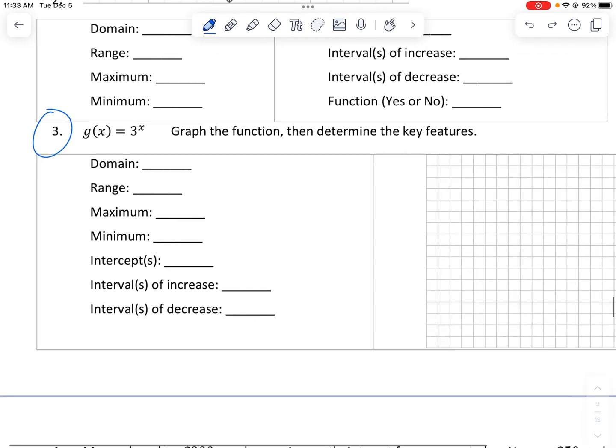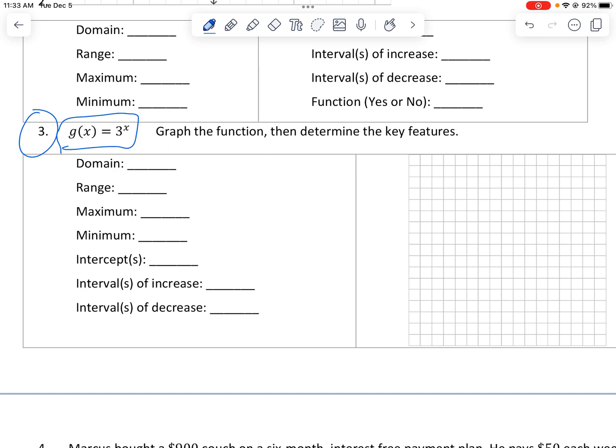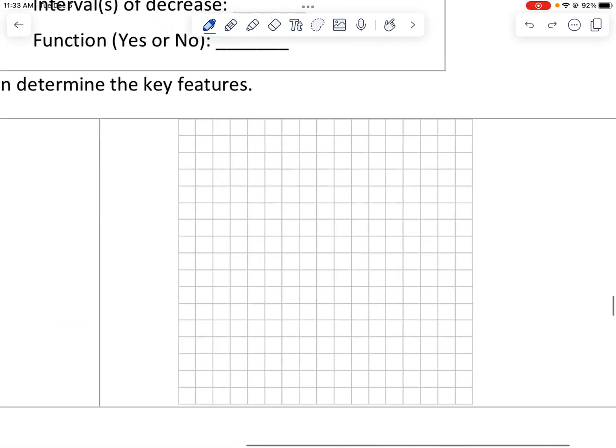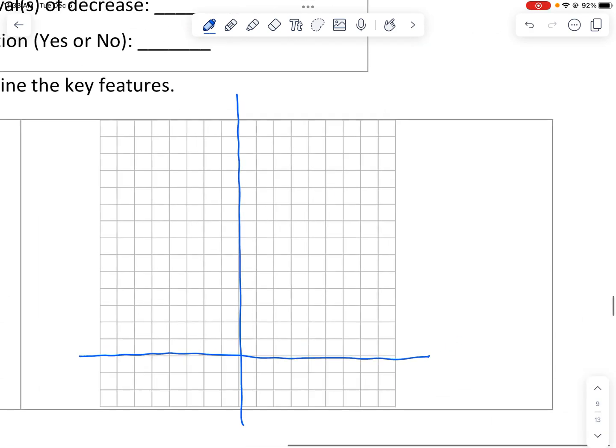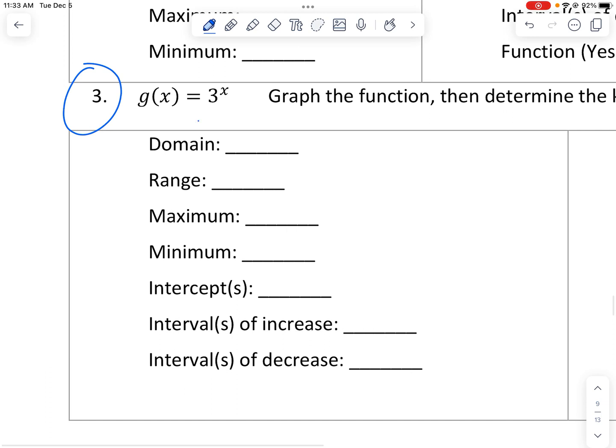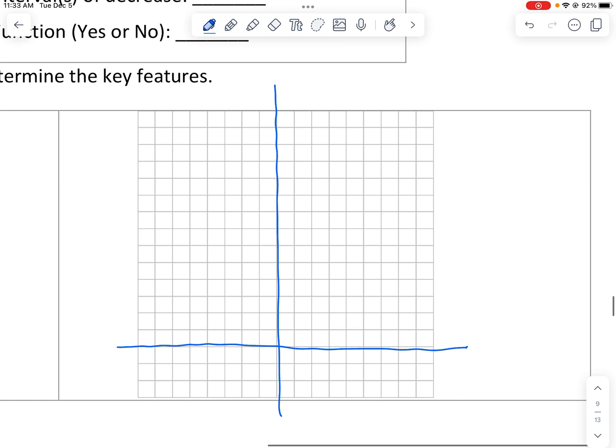Let's look at one more example, one where you have to do a little bit more work on it. Let's go to 3. We got this function g of x equals 3 to the x power. We need to graph it and then determine key features. So let's do the graphing part. Let's add some axes here. And since I know it's 3 to the x power, I know it's exponential and it's going to get really big really fast. And when I look at my function, I notice my initial value is going to be 1. And this 3 here is the growth factor. And so I'm going to have a y-intercept of 1.